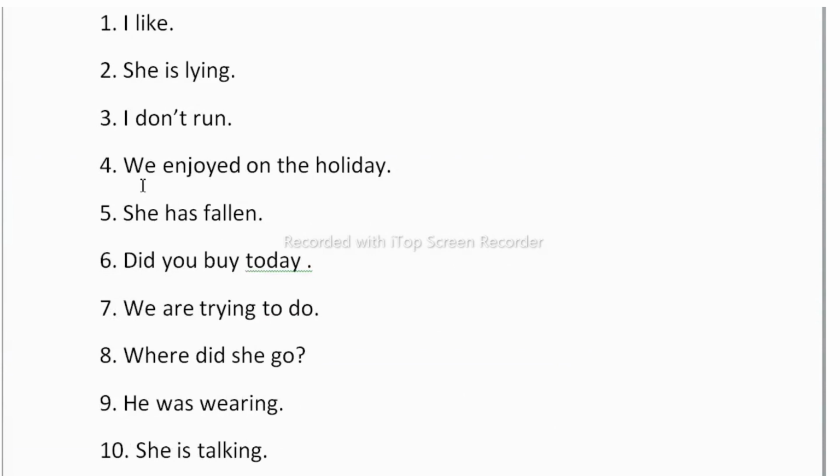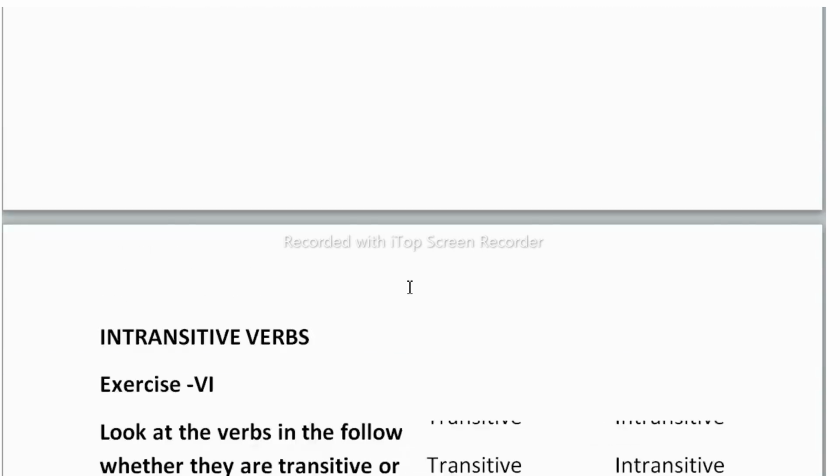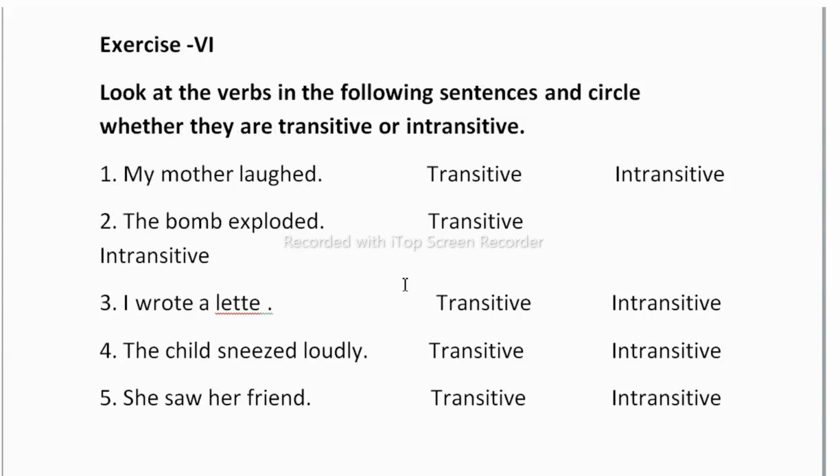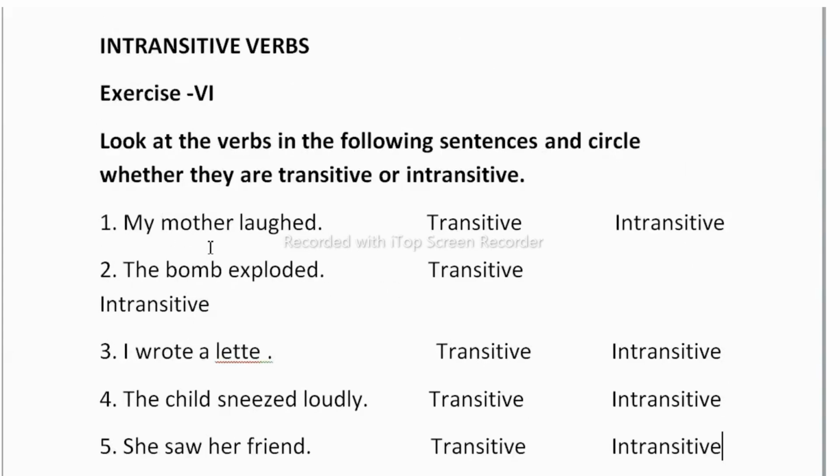Yes, here we enjoyed on the holiday. If it were "enjoyed the holiday", then we could definitely say that is a transitive verb. But here, "we enjoyed on the holiday", "on" is a preposition, and "the holiday" is the object of the preposition, not the object of the verb. So that's why it is an intransitive verb. In the same way here, you have to identify whether the given sentence is transitive or intransitive.